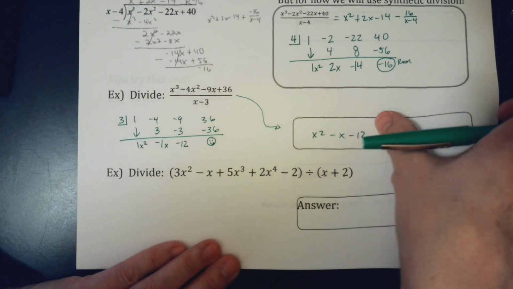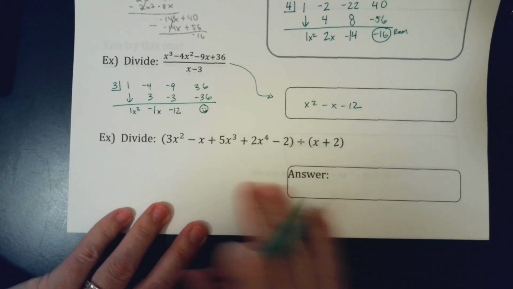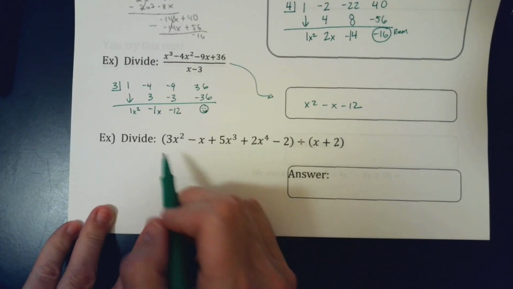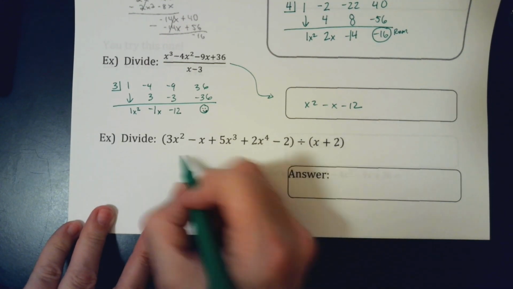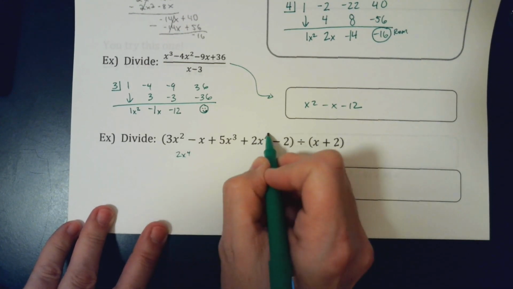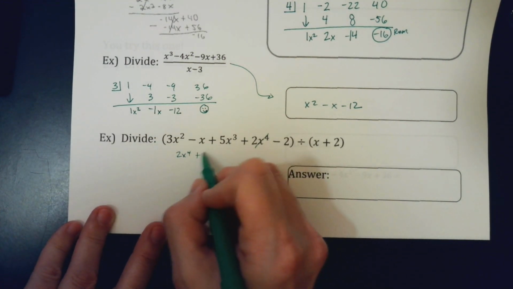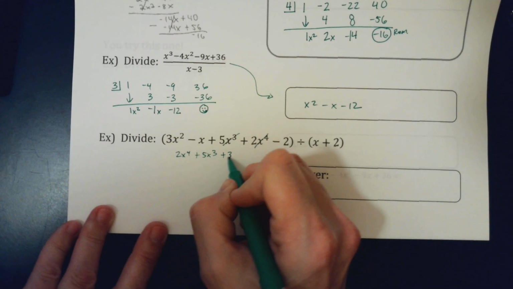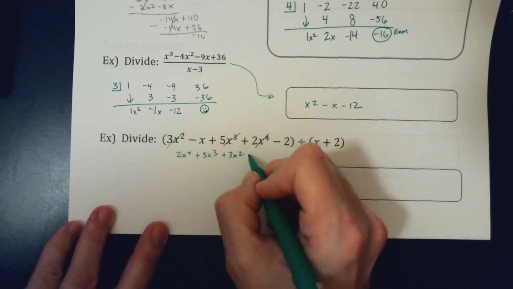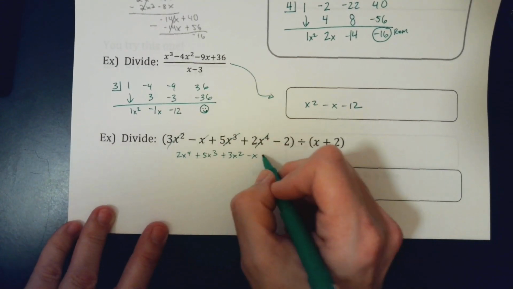All right, this next one. So in this next problem, it's all jumbled up. So we have to put it in order. We have to put it in standard form. So 2x to the fourth should be first. So I'm going to cross that off as I go. Plus 5x to the third. Then the square. Then the minus x. And then the minus 2.